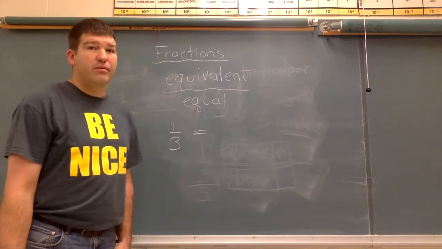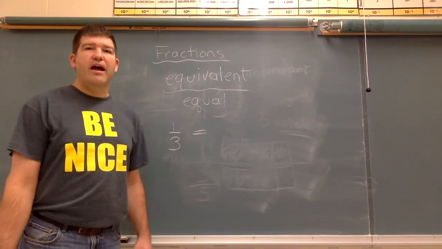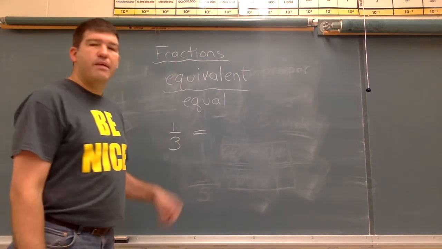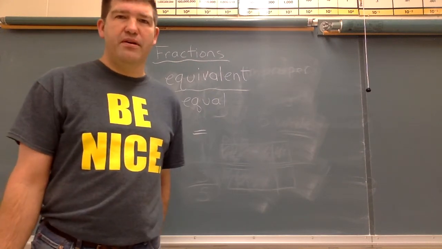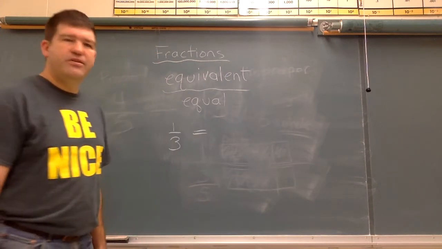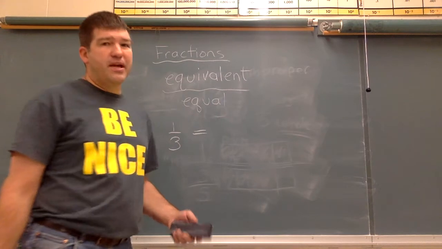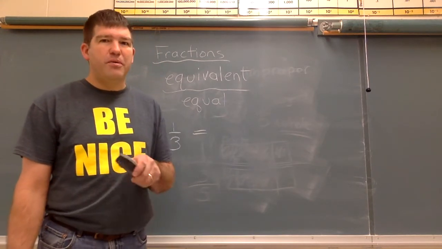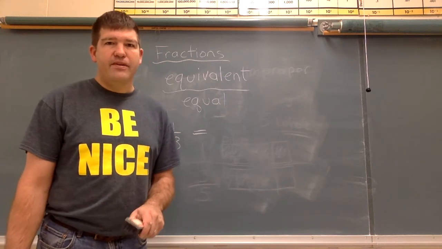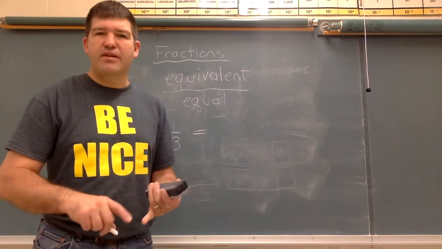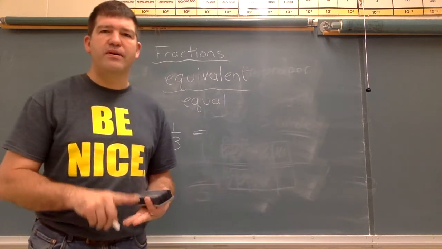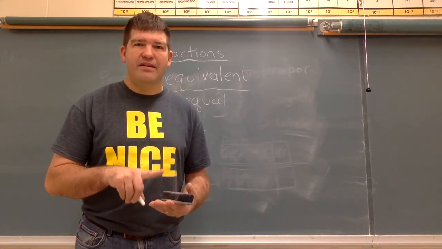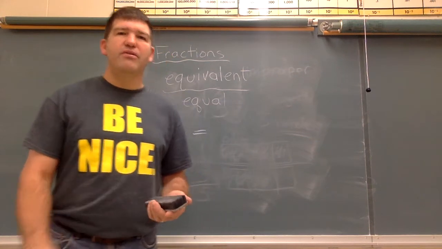Now, 1/3 would be equal to 1/3, but how can we make it a different fraction that's still the same value as 1/3? And it's really easy to do if you know your multiplication facts. Now, if you don't know your multiplication facts, you need to be practicing those every night. Your times tables. You need to know times 2, times 3, times 4, times 5, times 6, times 7, times 8, times 9, times 10. You need to know those.